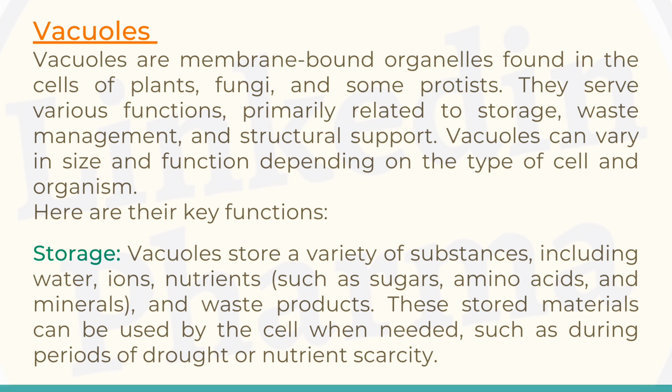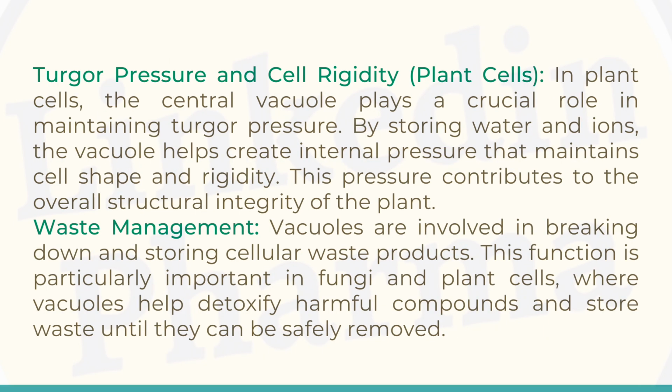products. These stored materials can be used by the cell when needed, such as during periods of drought or nutrient scarcity. Turgor pressure and cell rigidity. Plant cells. In plant cells, the central vacuole plays a crucial role in maintaining turgor pressure. By storing water and ions, the vacuole helps create internal pressure that maintains cell shape and rigidity. This pressure contributes to the overall structural integrity of the plant.